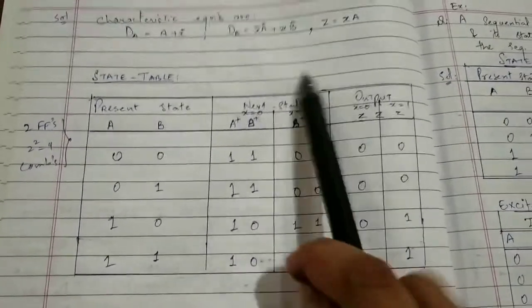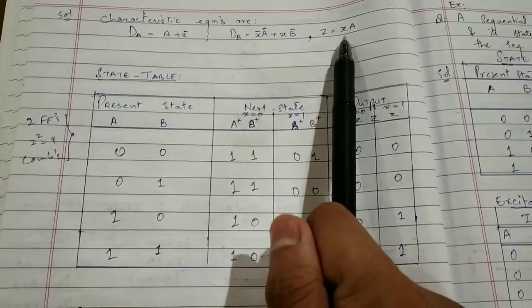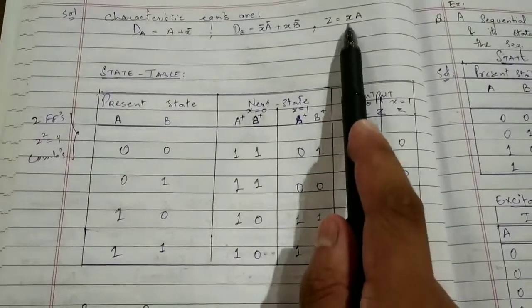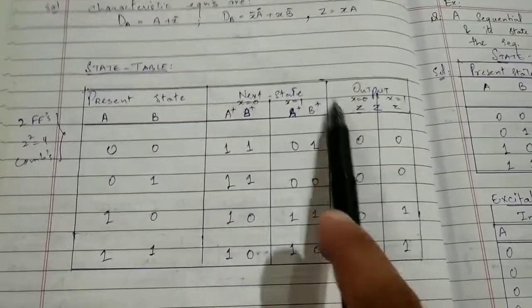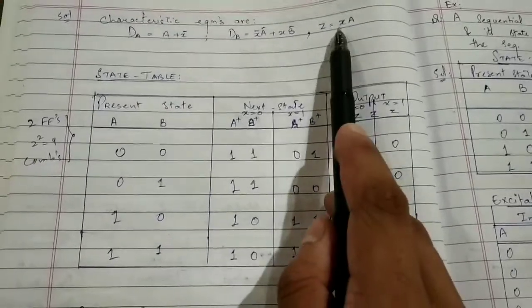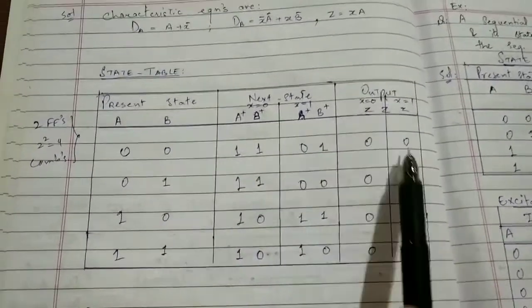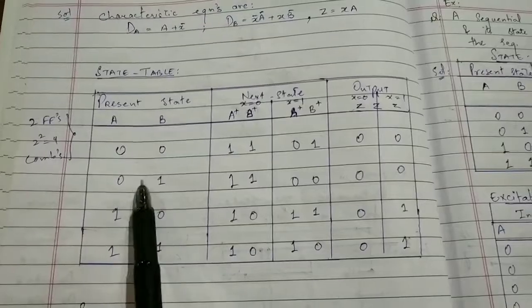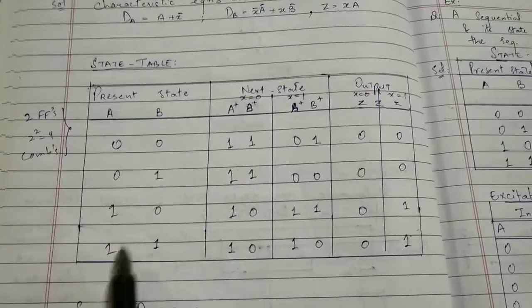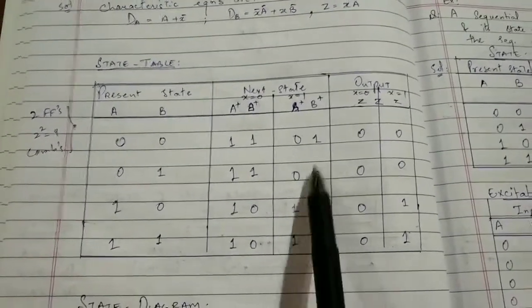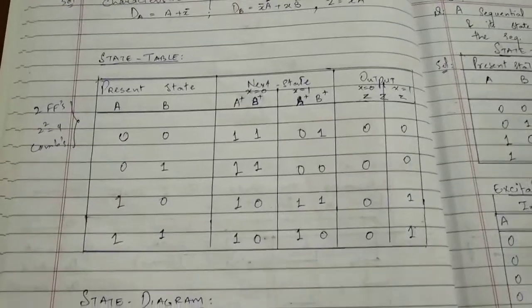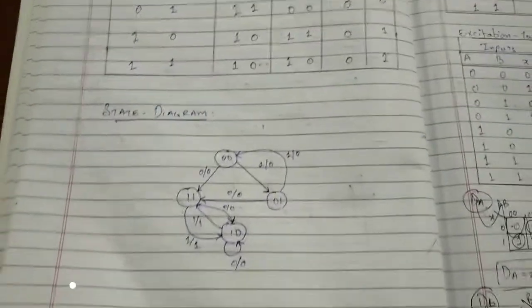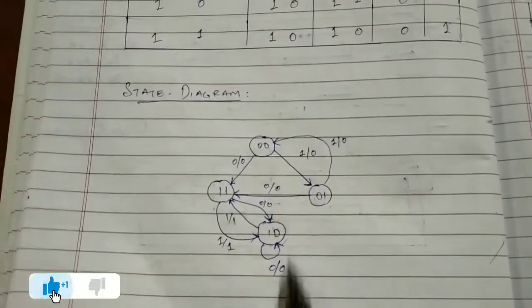For z, we can substitute the values. For x is equal to 0 and a is equal to 0, z is 0, and x is equal to 1 and a is equal to 0, z is equal to 0. Similarly, we can do it for the 0 1, 1 0 and 1 1 combinations. We can derive the state table. From the state table, we can easily determine the state diagram.